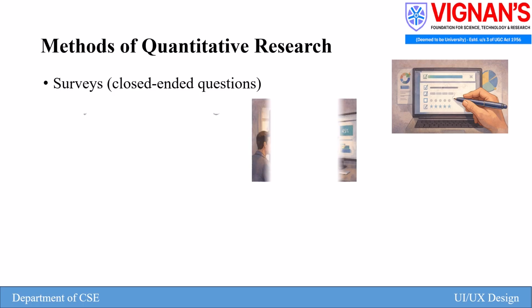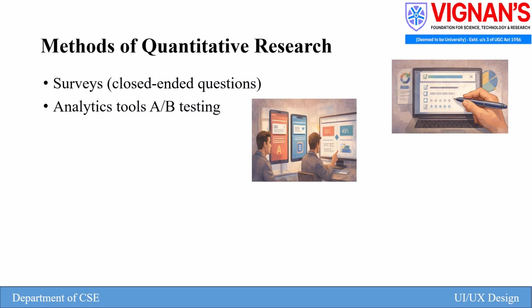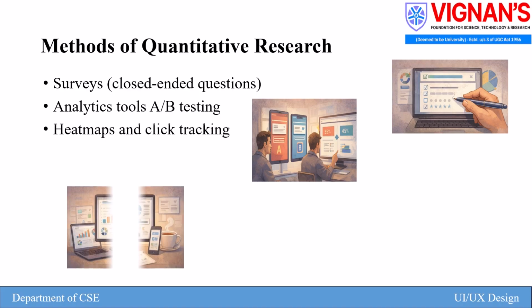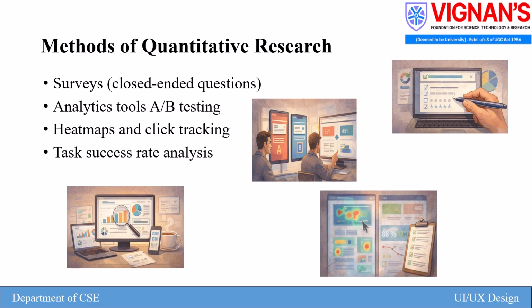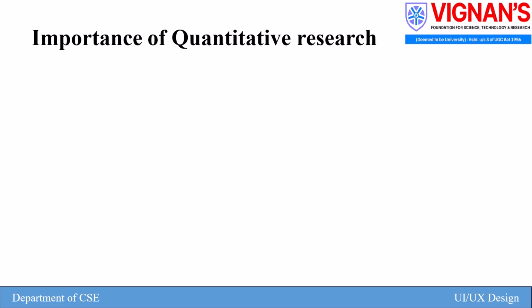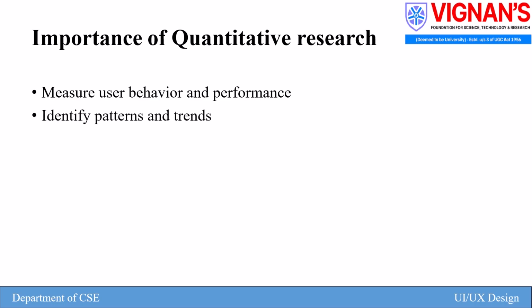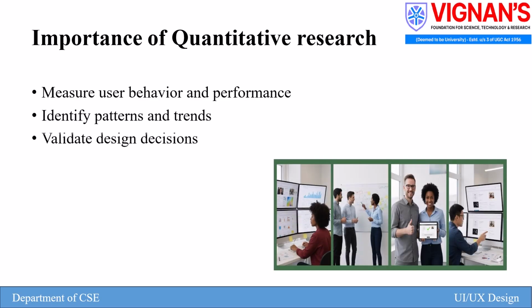Analytics tools and A/B testing. Tools that track user behavior and compare different versions to measure performance. Heat maps and click tracking. Visual tools that show where users click, scroll, or focus on a web page. Task success rate analysis. Measuring the percentage of users who successfully complete a given task. Importance of quantitative research. Measure user behavior and performance. Identify patterns and trends. Validate design decisions. Compare different design options.